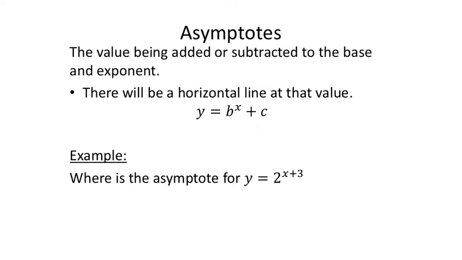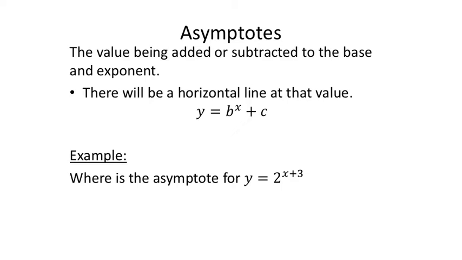In the equation, it's just a value that's being added or subtracted, like this one right here. Okay, so this one, of course, it could be subtraction, which would make it negative. But in this format, this becomes our asymptote right there, C. So what it says right here is that it's a horizontal line. Our asymptote is a horizontal line.